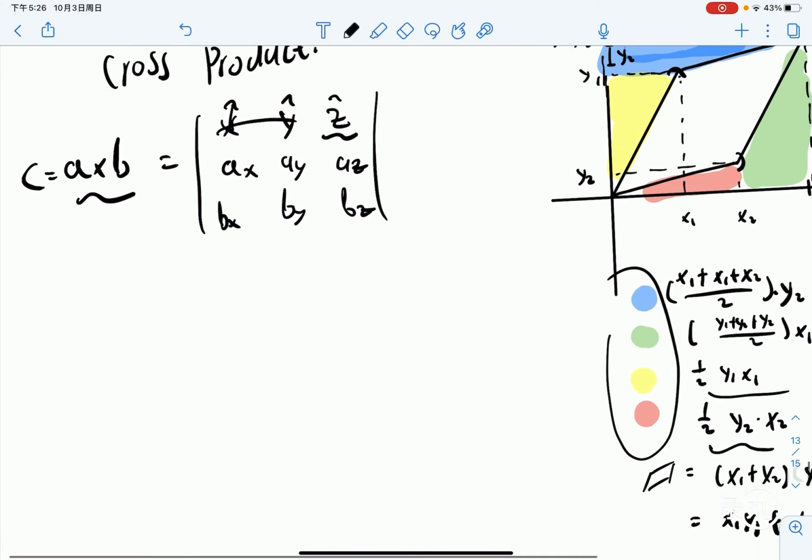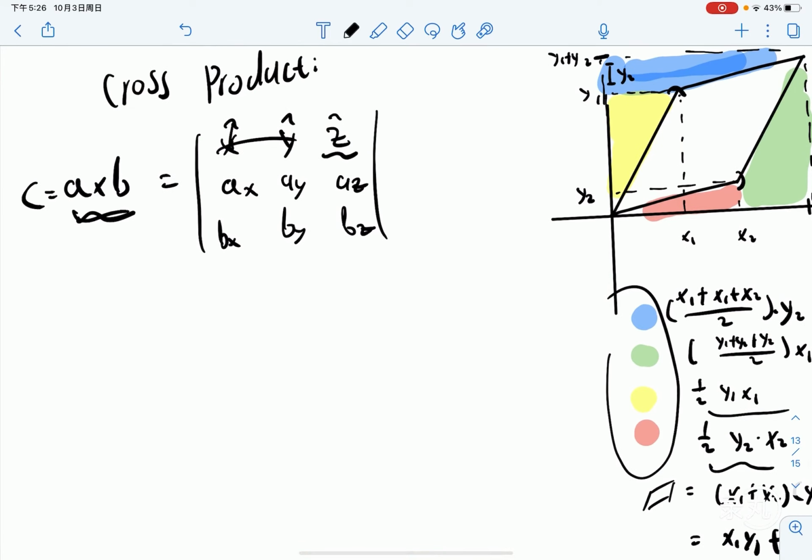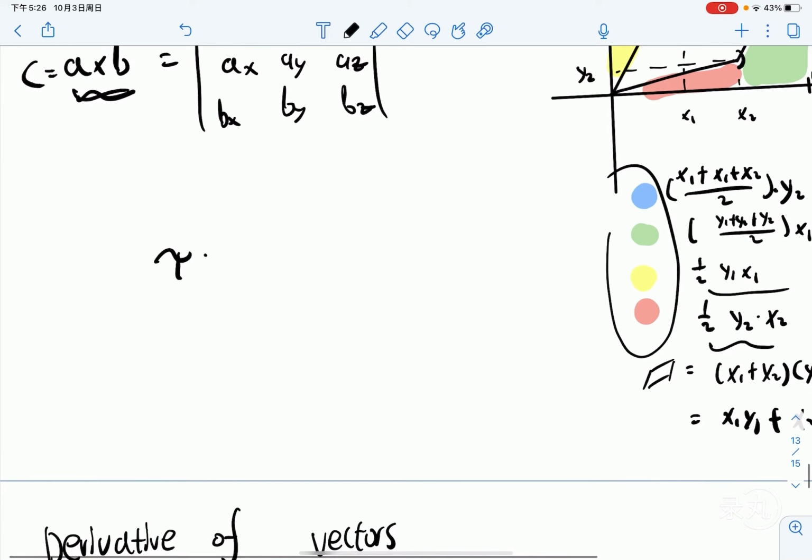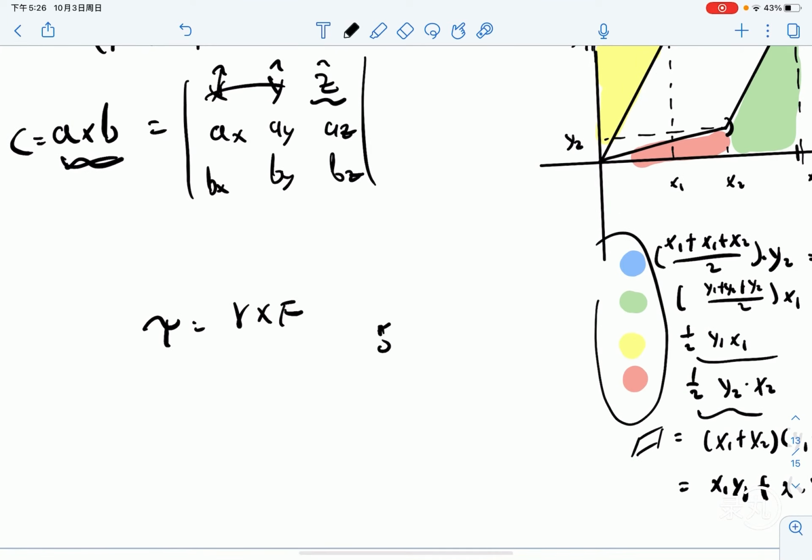And there are many applications of the cross product, such as finding torque. Tau is equal to r cross F, where there's O, and there's r and F. We're going to talk about it later.